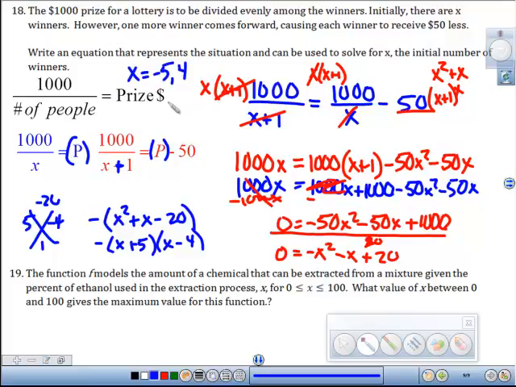Now you can't have negative 5 people, so the answer's got to be 4. And let's see if that works. If we were to take 1,000 and divide it by 4, that would be 250. And then if we had 1,000 divided by 5, that would be 200. So each of them receive $50 less. So that works.